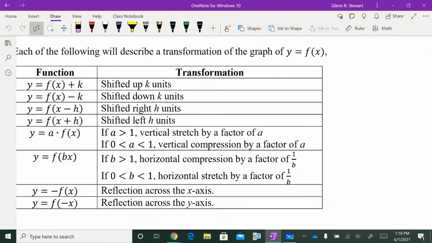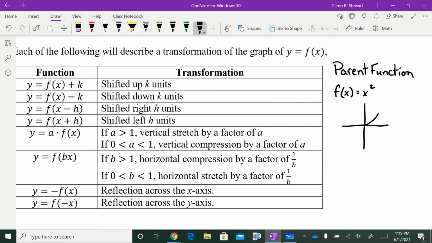So first off, before we even begin with transformations, there are three different types of graphs in this class that we kind of look at shape-wise. We call these parent functions, because they are the parent that we base all the transformations off of. So the first one, hopefully everybody's familiar with, is f of x is equal to x squared. This graph is simply a U-shape.